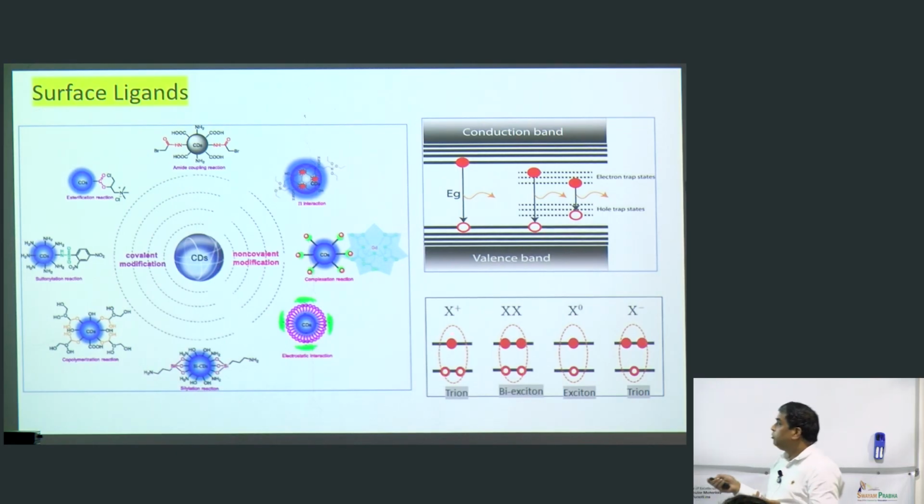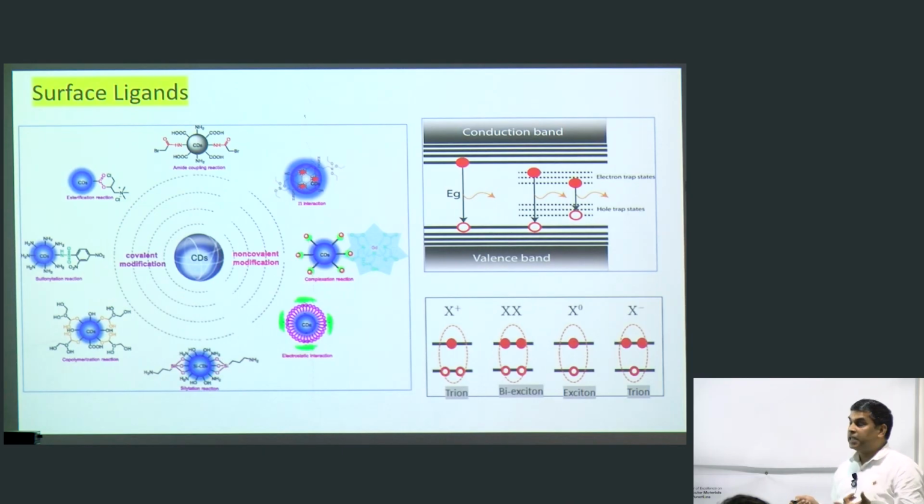In that case, you can have the trion formation, and this trion could be positively charged as well as negatively charged. As you can see here, whenever you have two holes and one electron, we call that a positive trion. If you have one hole and two electrons, we have the negative trion.